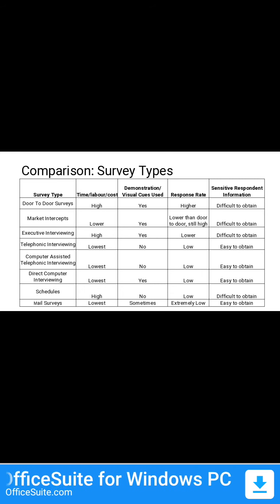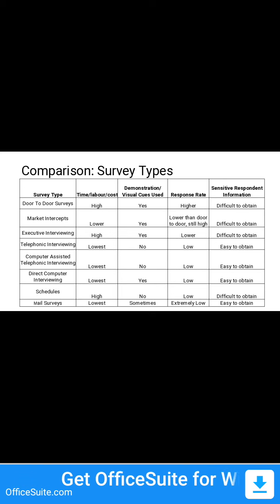Kindly attempt on your own. In case you come across any problem, you can pose this query to me. Now, as far as the demonstration or visual cues are concerned, would it be possible for you to demonstrate something, to show your respondent a picture on telephone? At least not on telephone. Mobile phone at least you can do, but not on telephone. Would it be possible for you to do it when you are going for computer assisted telephonic interviewing? Not possible. Would it be possible for you to do it when you are sending across emails?